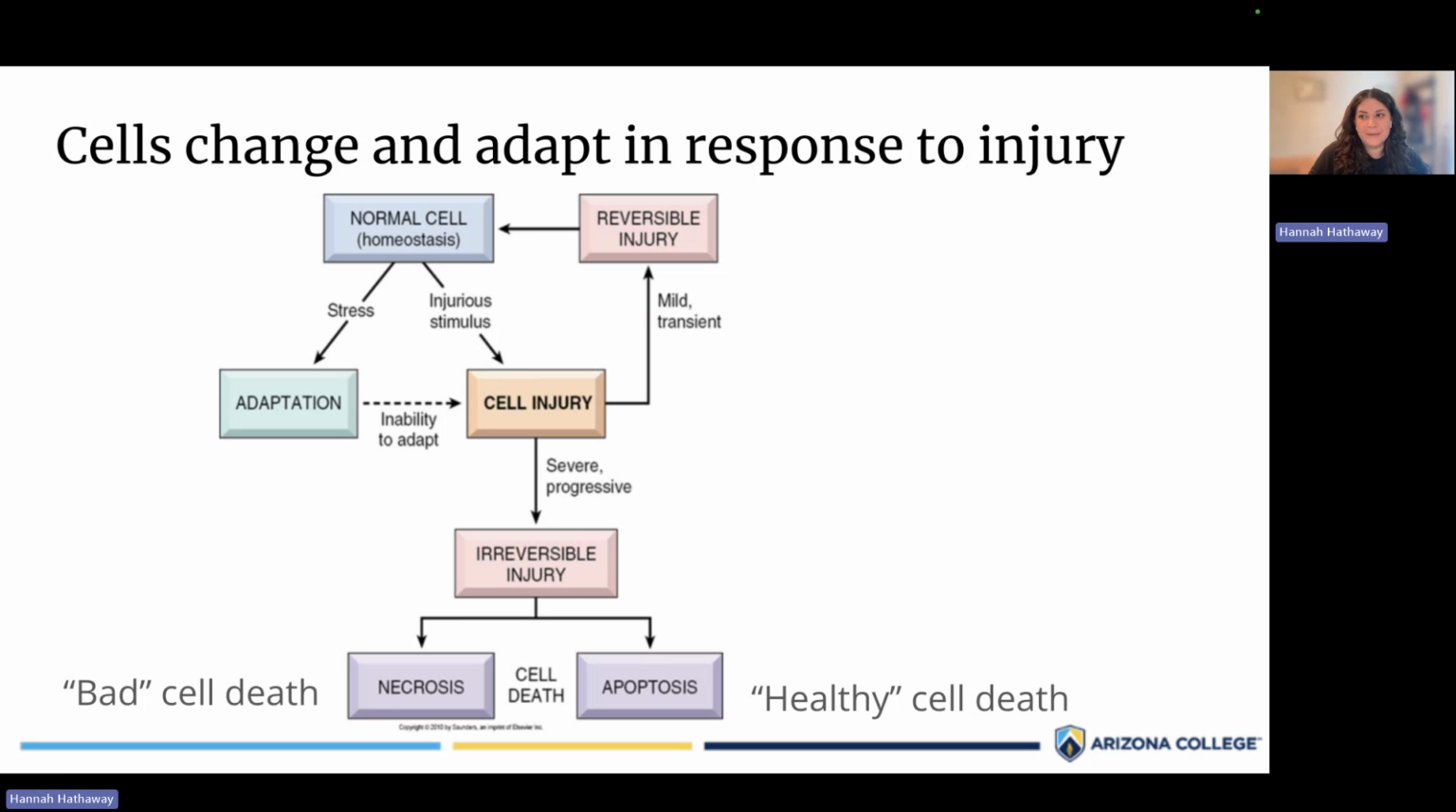And there are essentially two types of cell death, two ways that a cell can die. There's apoptosis, which is healthy cell death. So this would be a normal, healthy adaptation. And then there's necrosis, which is bad cell death. So this would be considered a maladaptive process. And we're going to talk a little bit more about both apoptosis and necrosis in a second.